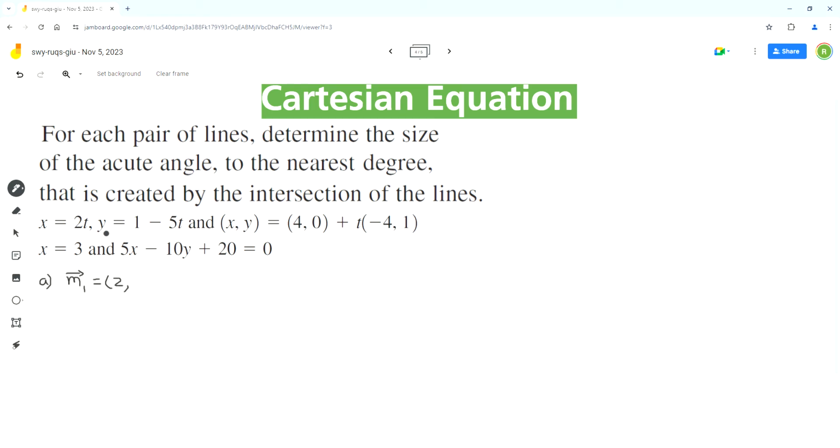In the y equation, the coefficient of the t term is -5, so the y component of the direction vector is -5. So this is the direction vector for the first line. Now in the second line, the direction vector is the vector with the parameter t. So the direction vector of the second line is -4, 1. Now we can find the angle between these direction vectors using the dot product equation.